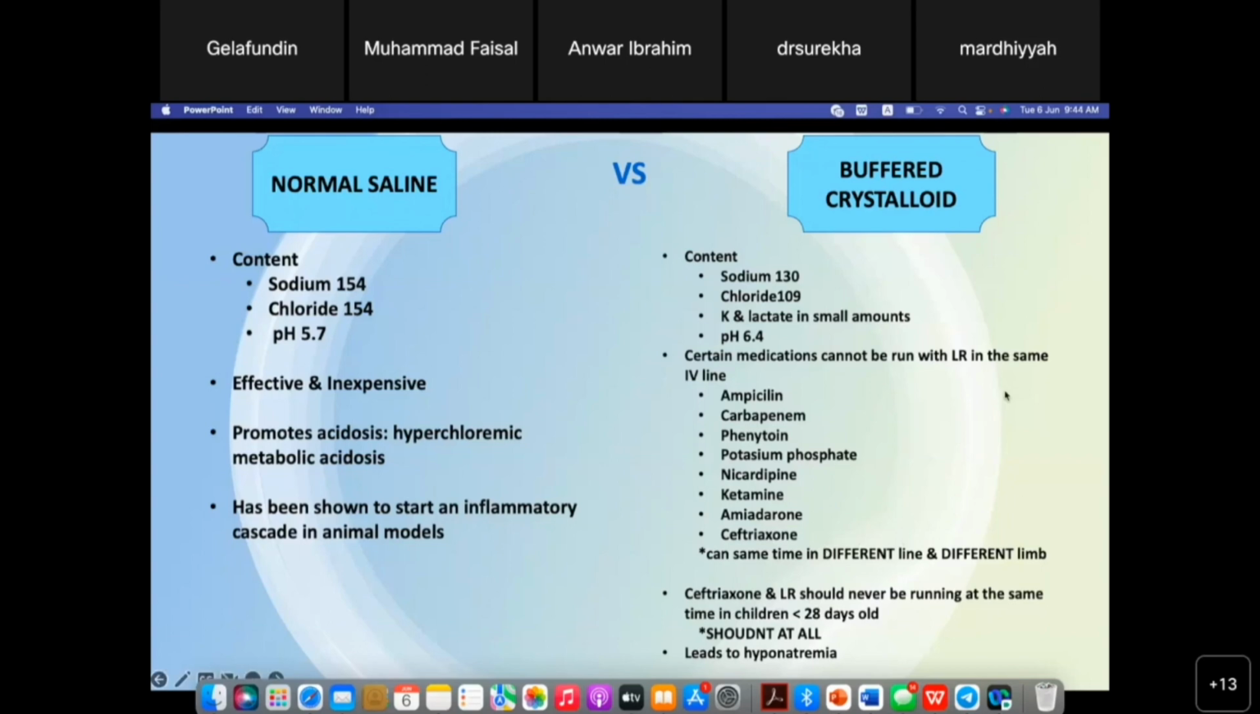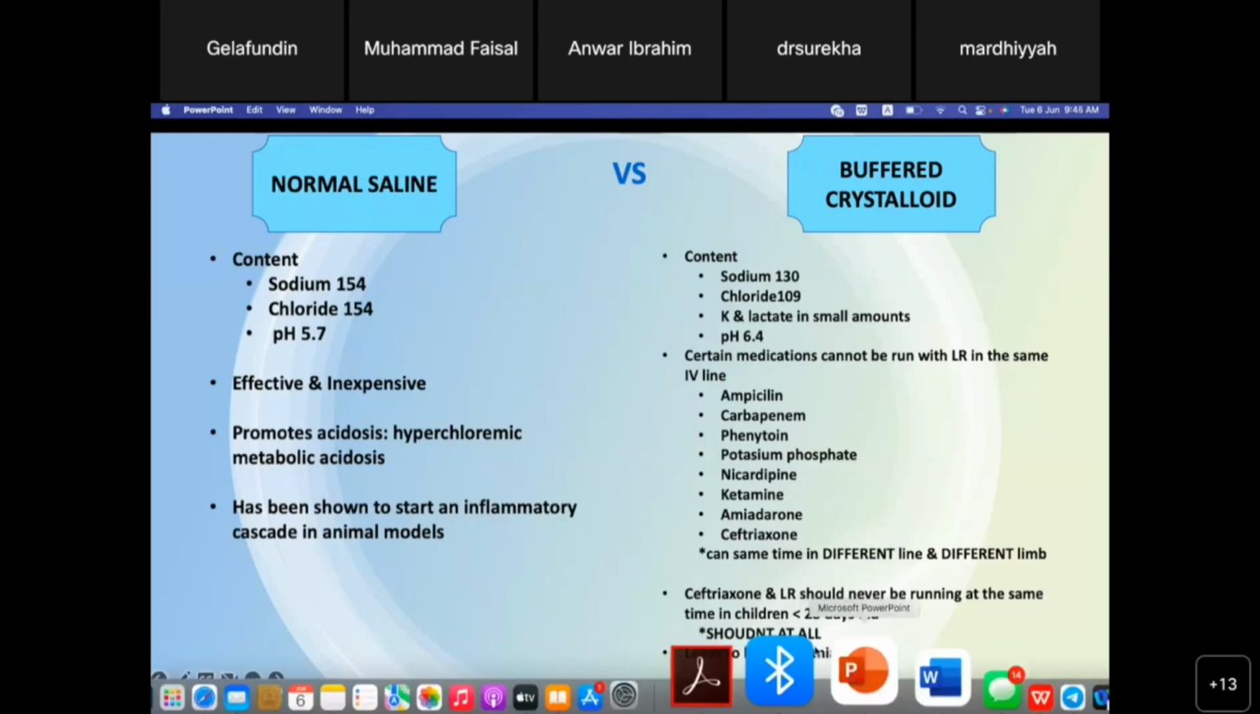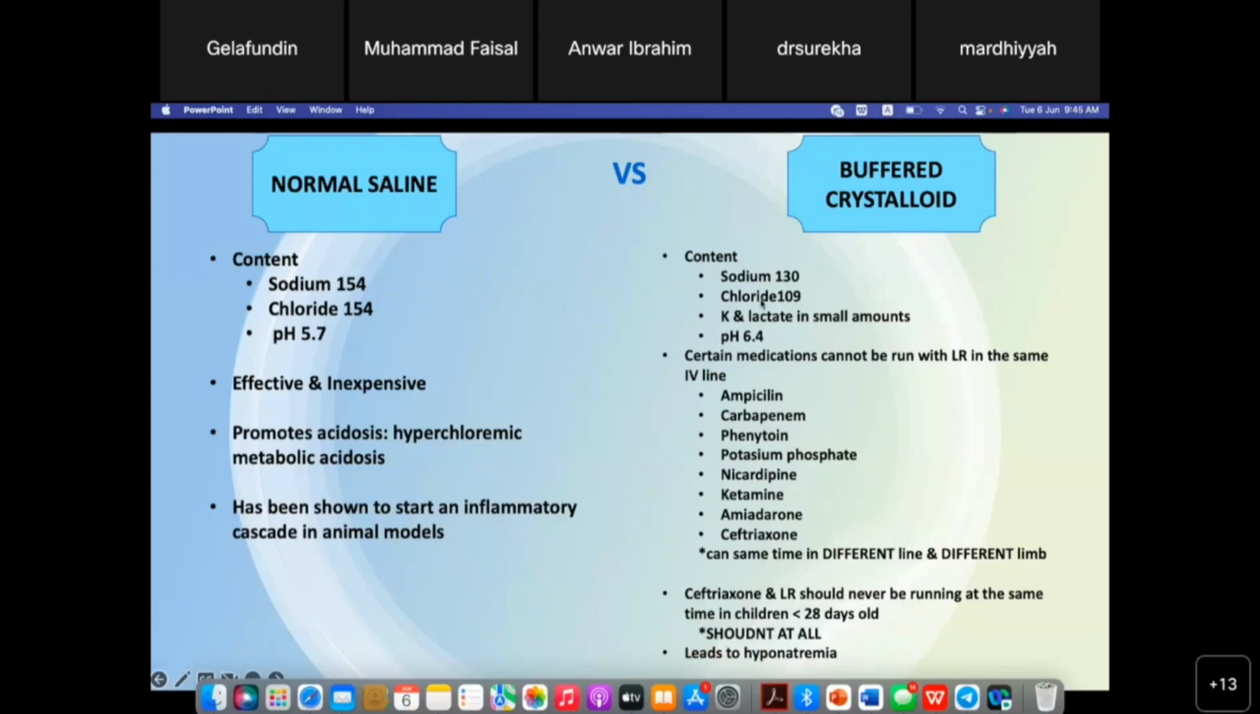Okay, other thing is that because of the lower sodium content, if you are giving a patient a high volume of buffered crystalloid, it can lead to hyponatremia. It's just because the sodium content is lower compared to normal saline.